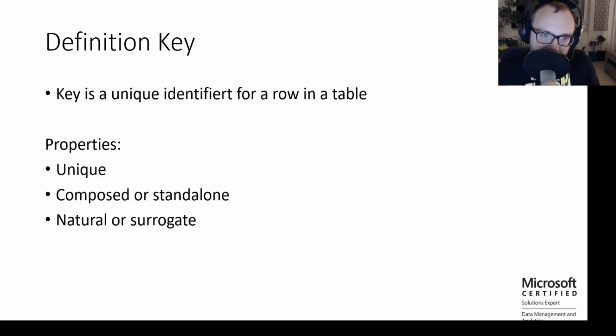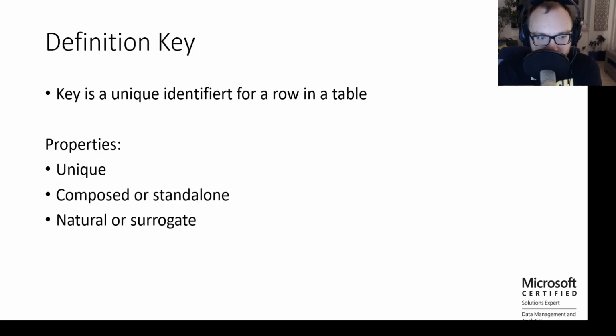But we will go a little bit further and look at the definition of a key, because many people mix up primary keys and clustered indexes. They are not the same thing, they are two different things, and I want to explain the difference. So, first of all, what is actually a key? A key is a unique identifier for a row in a table. That means everything that uniquely identifies a row in a table is a key.